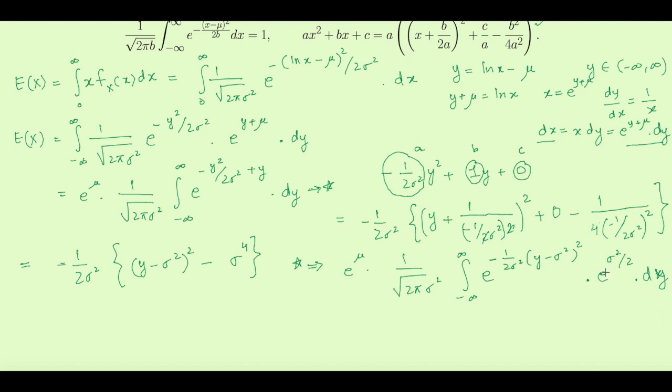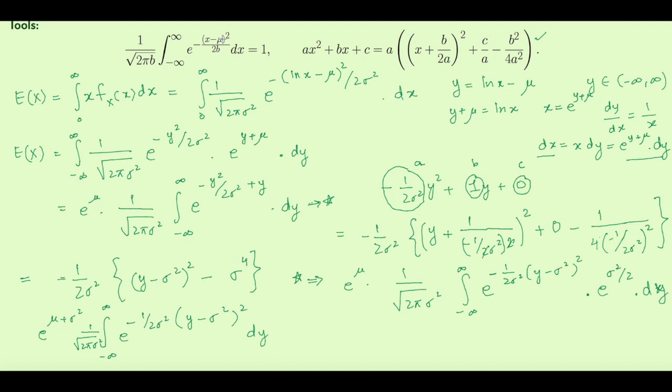And I can bring this guy here. So I can say e to the plus sigma squared, then 1 over root 2 pi sigma squared, integral from minus infinity to infinity of e to the minus 1 over 2 sigma squared, and then y minus sigma squared dy. So comparing it with this guy, in place of this mu we have this sigma squared.